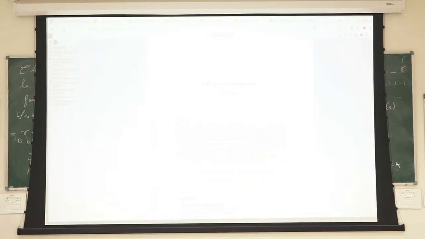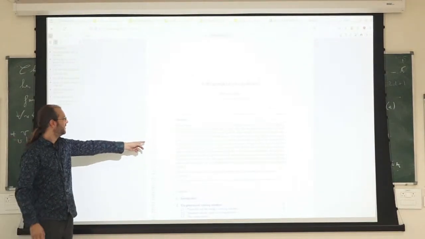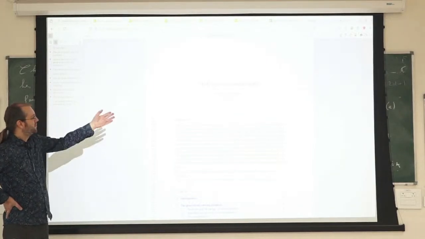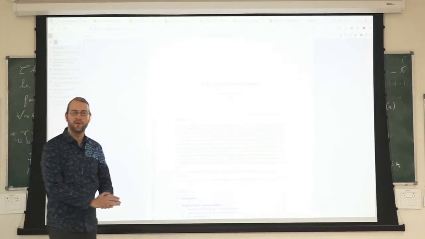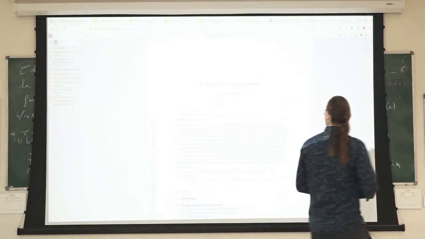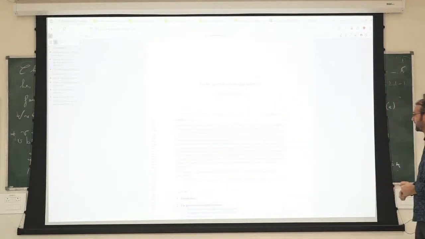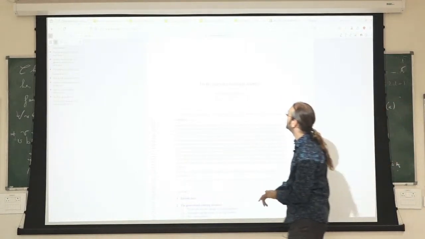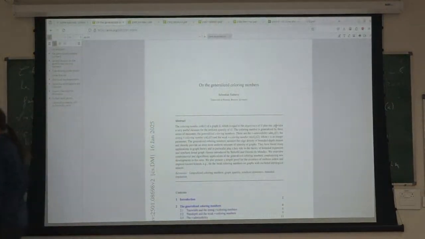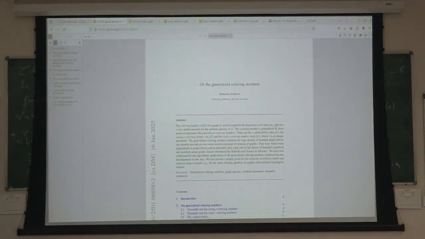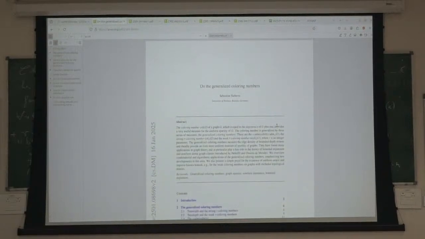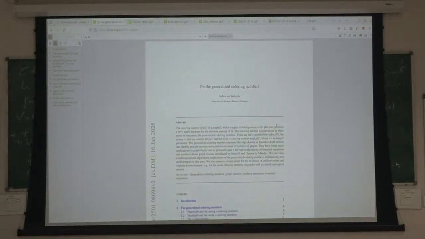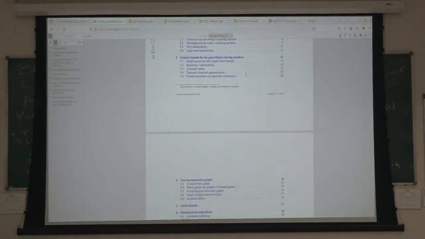Survey by Siebertz. You can see it was uploaded in January on the generalized coloring numbers. So it was a great source for me to prepare the lecture on the coloring numbers. It's a big survey of 64 pages. And he also mentions a lot on these bounded expansion classes, not just the coloring numbers. So this is quite nice.